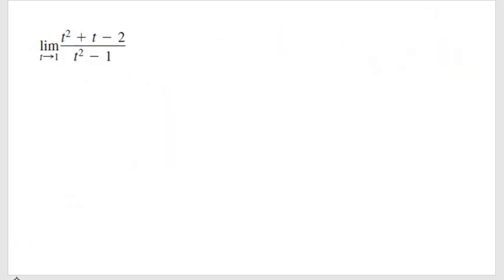The next question is limit as t tends to 1. It doesn't have to be x, it could be any variable. Here the variable is t. Let's see what happens to the denominator. As t tends to 1, the denominator is 1 squared minus 1, which is equal to 0. So the function is not defined at t equals 1 because the denominator is 0.